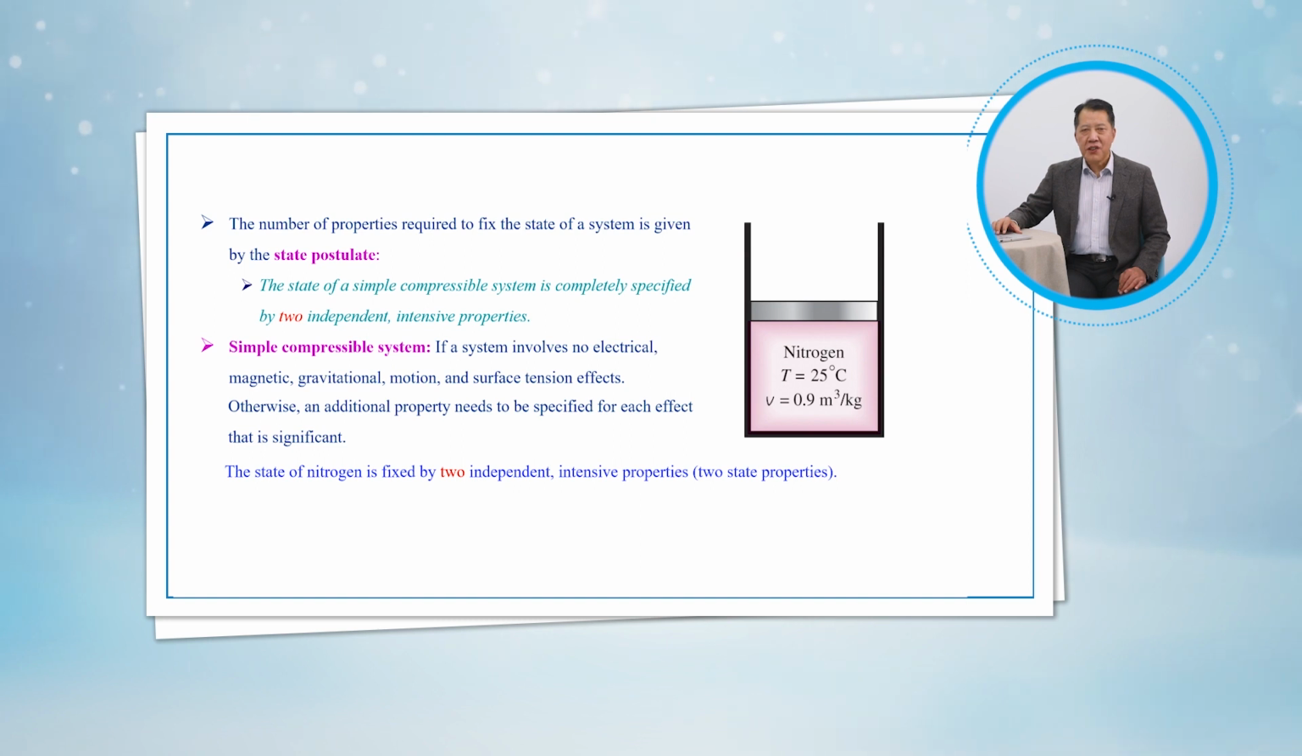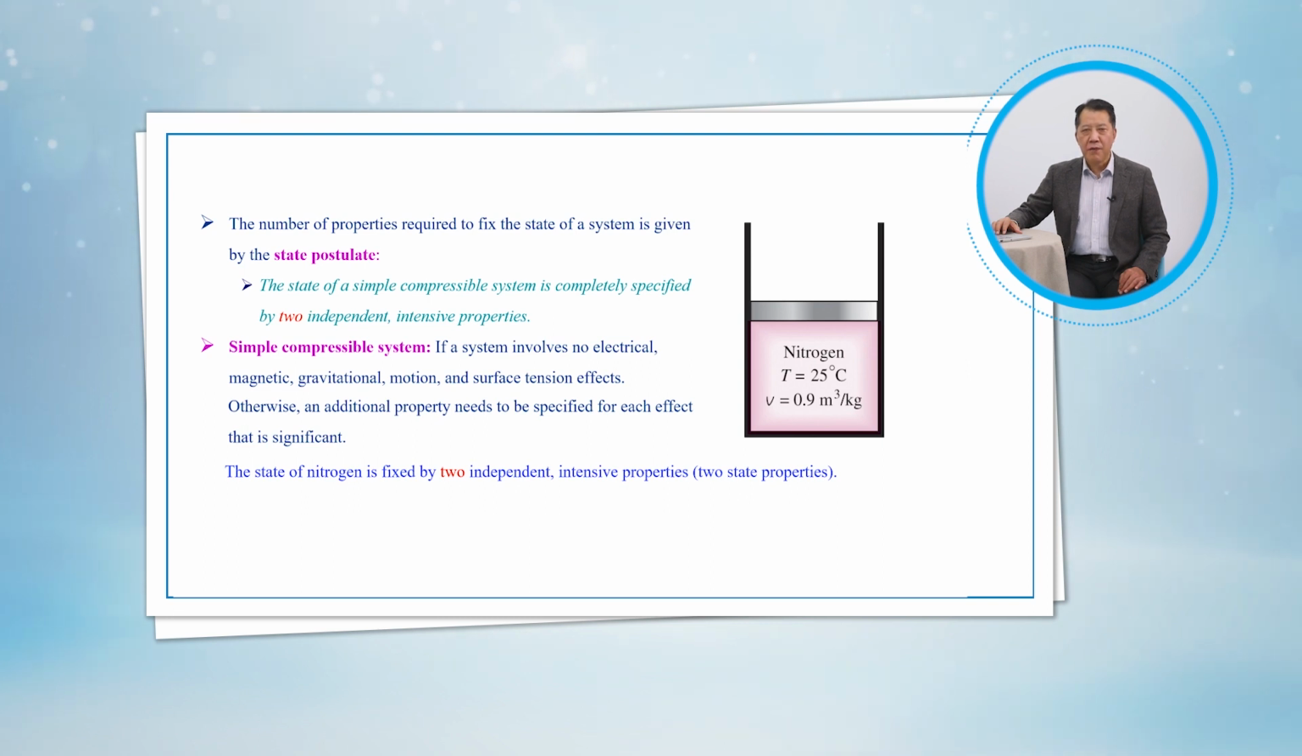The state postulate requires that the two properties specified be independent to fix the state. Two properties are independent if one property can be varied while the other one is held constant. Temperature and specific volume, for example, are always independent properties, and together they can fix the state of a simple compressible system.